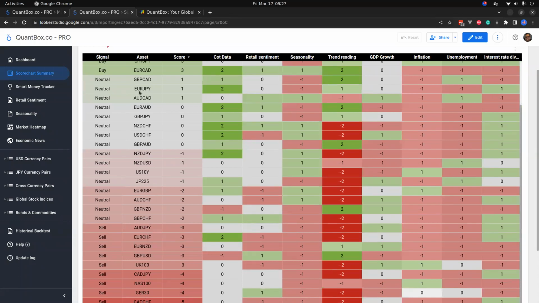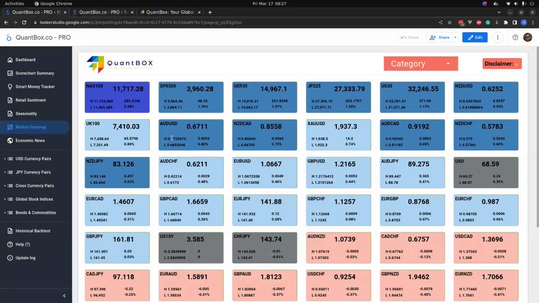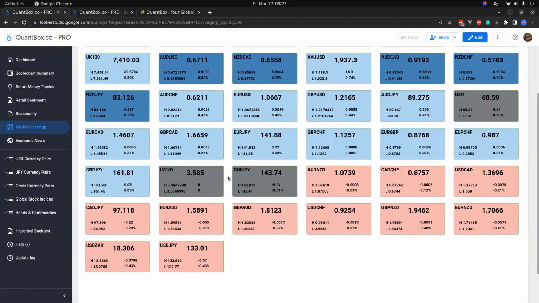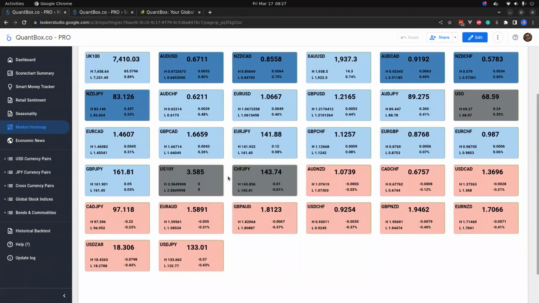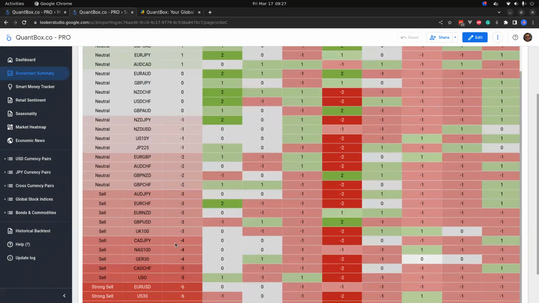The rest of your yen pairs, Euro yen is neutral. Pound yen is neutral. Kiwi yen is neutral. Where's my CAD yen at? CAD yen is a sell. So CAD yen on the market heat map, let's have a look and see. Where are you, my CAD yen? My beautiful darling CAD. Oh, there we go. CAD yen, bearish. All right, cool. CAD yen, bearish.